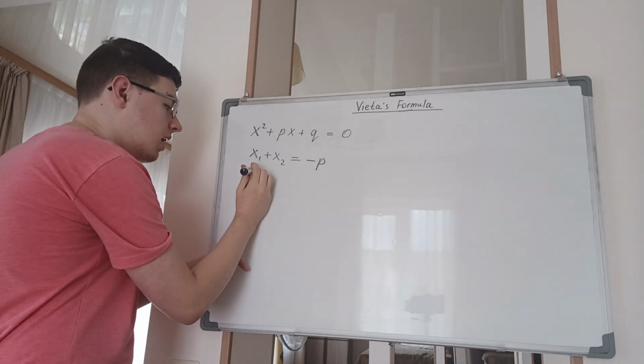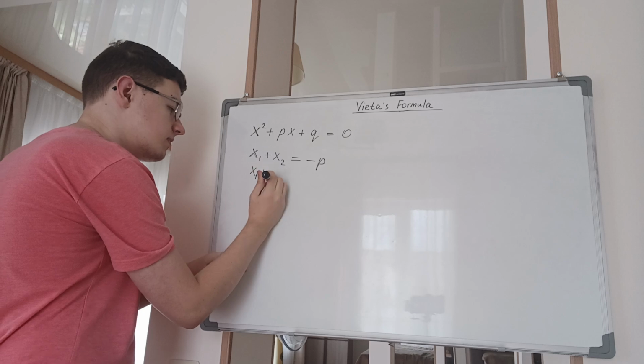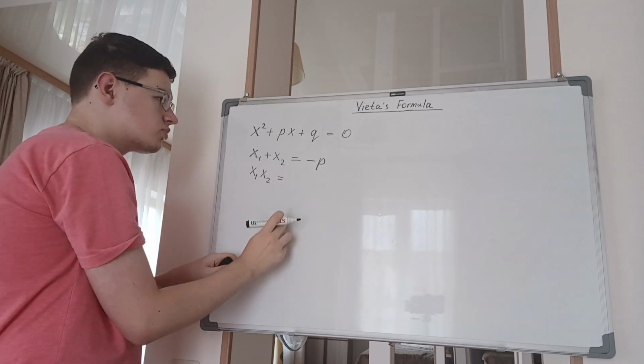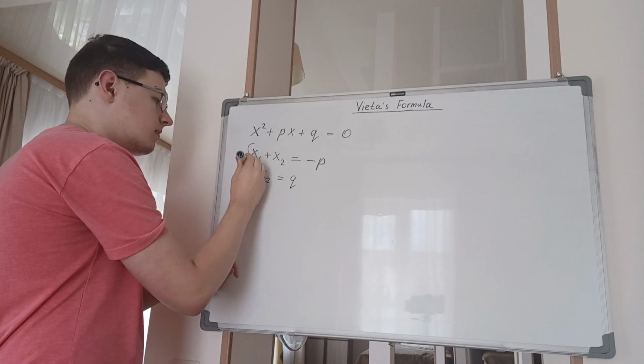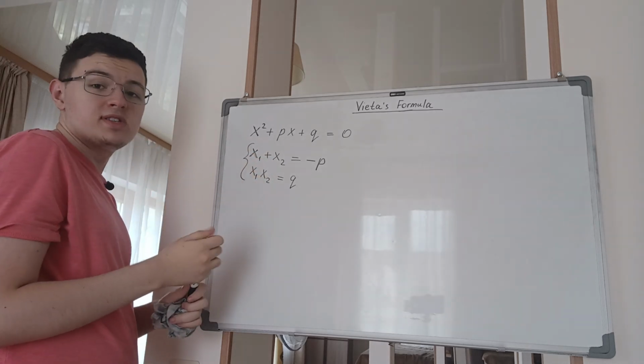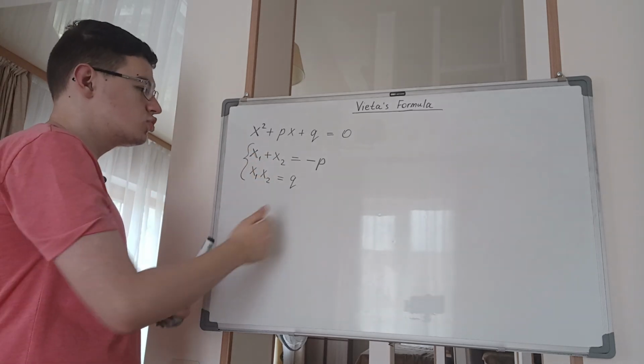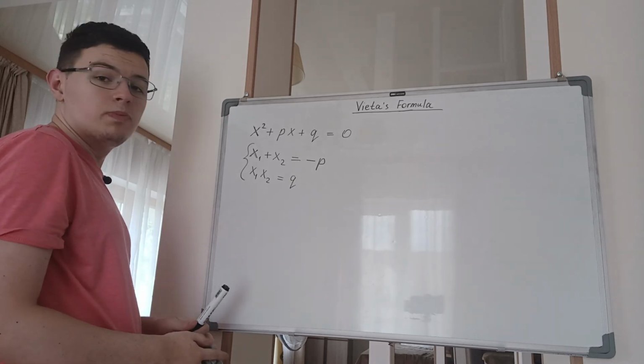However, if we multiply these roots, we should receive the constant term, that means q. And everything is in the system. So 2 equations should be true.